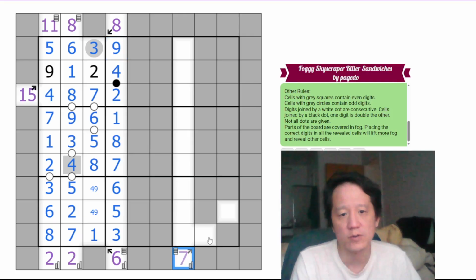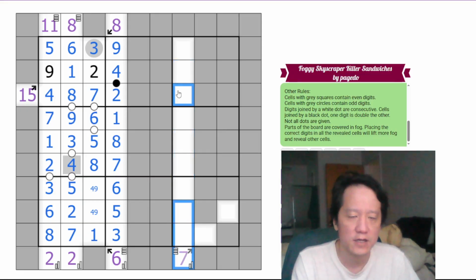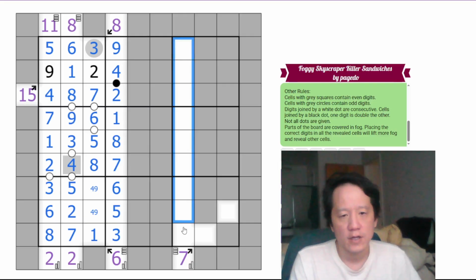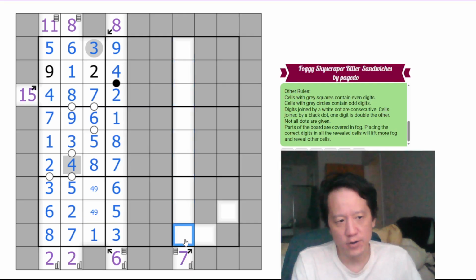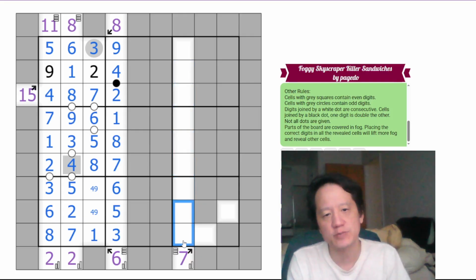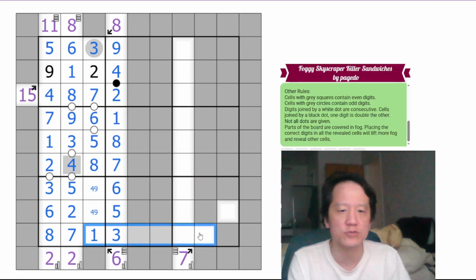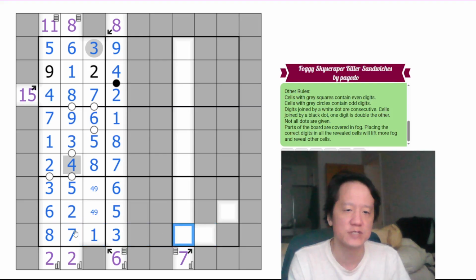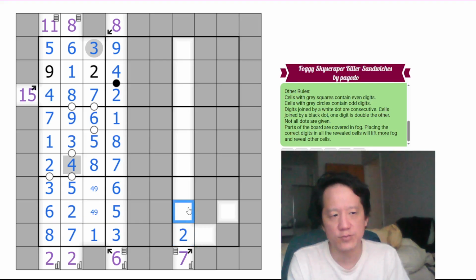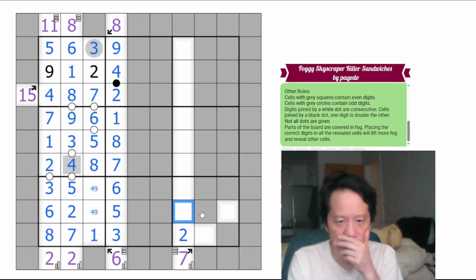This is also a little killer clue, a sandwich clue, and a skyscraper clue. If this were 4 or higher, it would only see at most 6 skyscrapers. So this has to be 1 or 2, and it can't be 1 or 3. Or it could be 1, 2, or 3, but it can't be 1 or 3 specifically because of the 1 or 3 in the row. Therefore, this is 2. This could be 3, or it could be 4.